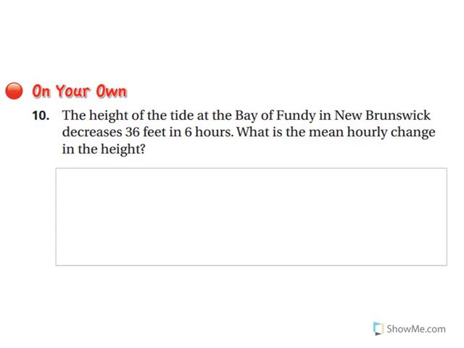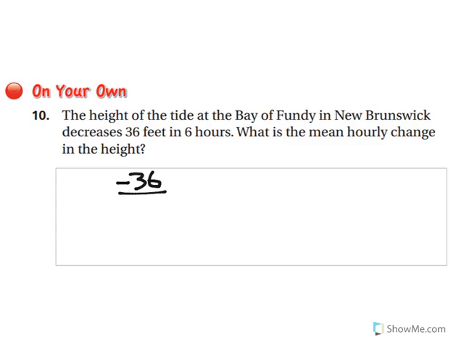All right, so let's go ahead and do this, our last problem here. So, the height of the tide of the Bay of Fundy in New Brunswick decreases 36 feet in 6 hours. What is the mean hourly change of the height? Well, as you know, previously we had to do the final height minus the initial height, but that gave us the difference in height. Well, we already have that difference in height. It decreased 36 feet. So decreasing 36 feet would be negative 36.